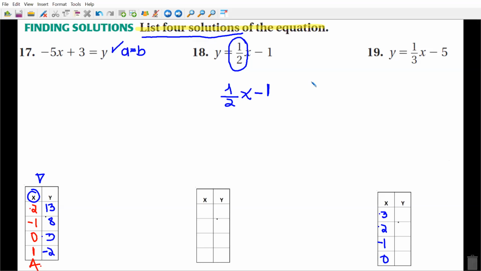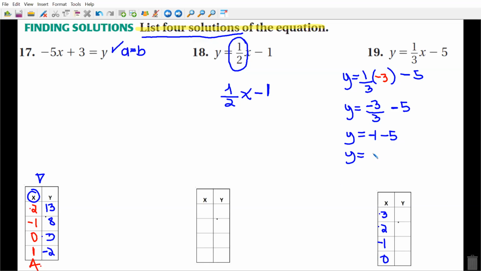-3. Okay, so y is going to be equal to 1/3 times something over here, and -5. What I am going to put between the parentheses is going to be a -3, right? So y is going to be equal to, how much is 1 times negative 3, guys? -3. And -3/3 minus 5. How much is negative 3 divided by 3? -1. Negative 1 minus 5. So y is going to be equal to, I owe 1 and I owe 5. How much do I owe? Negative 6. So my answer over here is going to be negative 6. Okay?